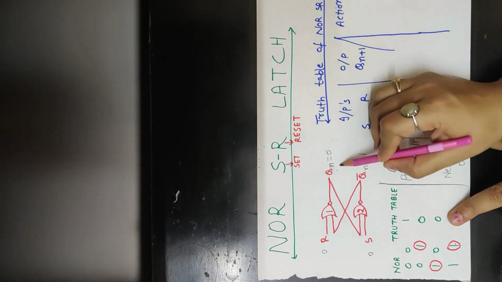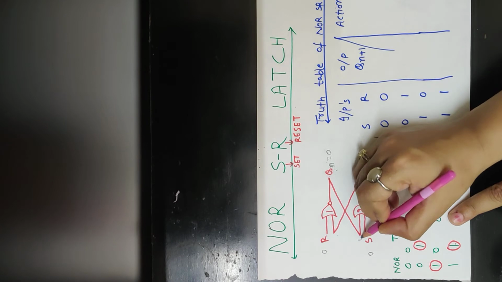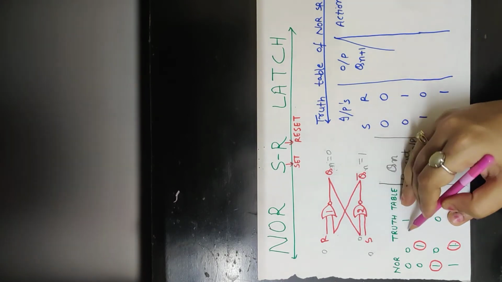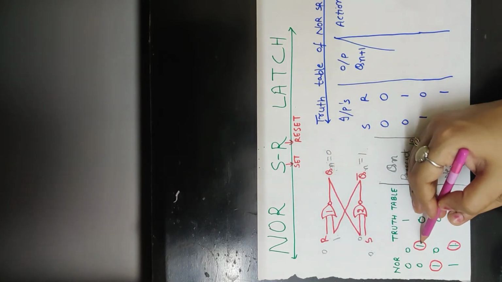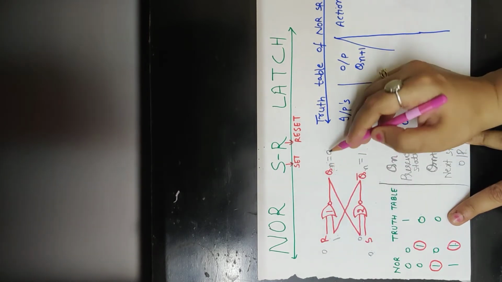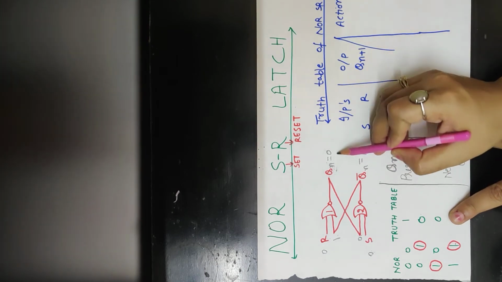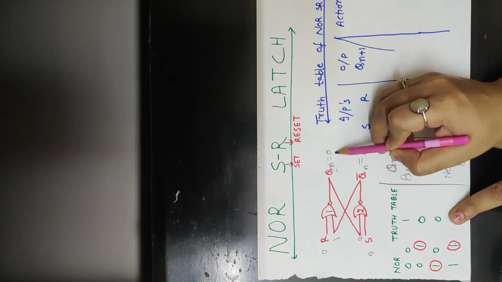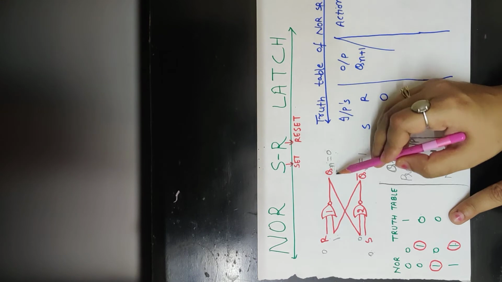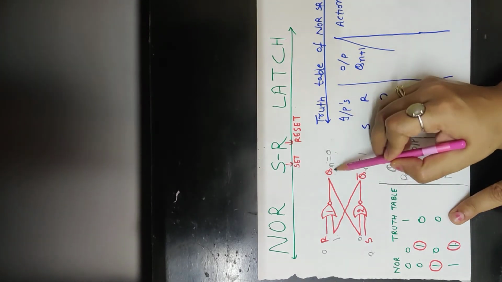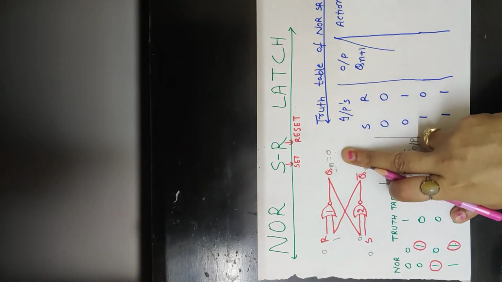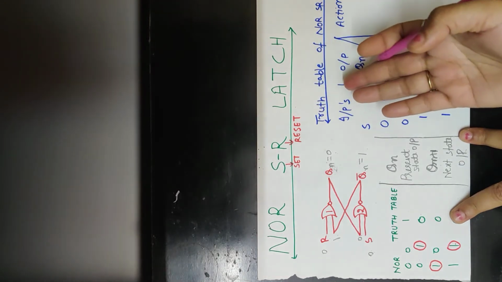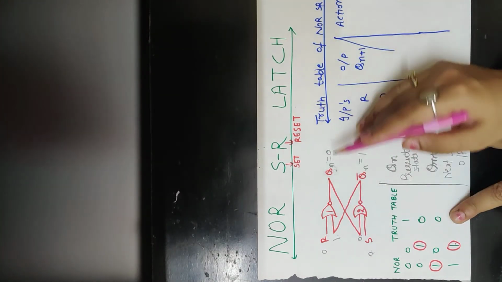So if Qn is 0 and stored in the latch, this 0 comes here due to the feedback connection. 0 0 will give 1, and this 1 comes here. So 1 and 0: if one input is 1 and the other is 0, the output will be 0. So what have we assumed? We have assumed that Qn is 0, and then we perform this feedback connection, and Qn plus 1 again comes out to be 0. Exactly the same as what we assumed, we are getting after performing the circuit operation.